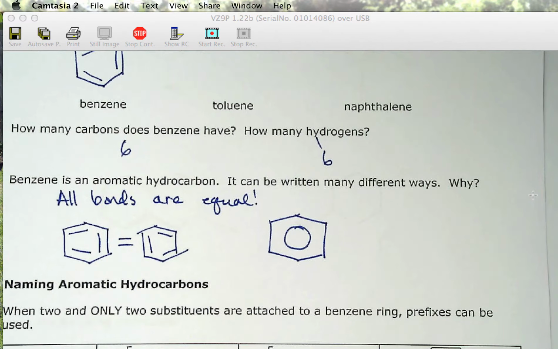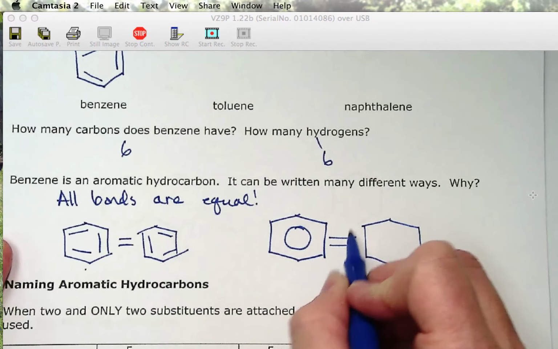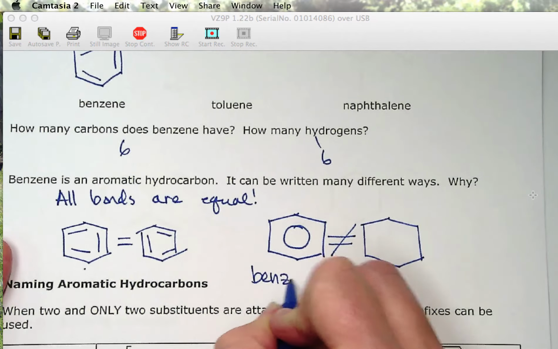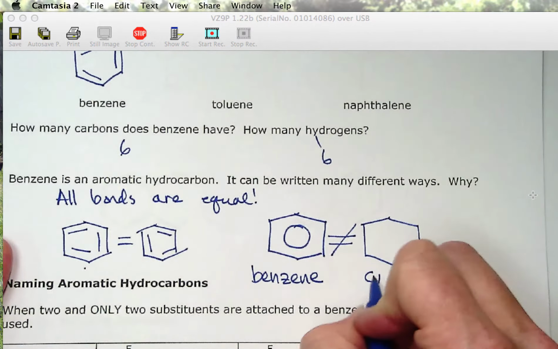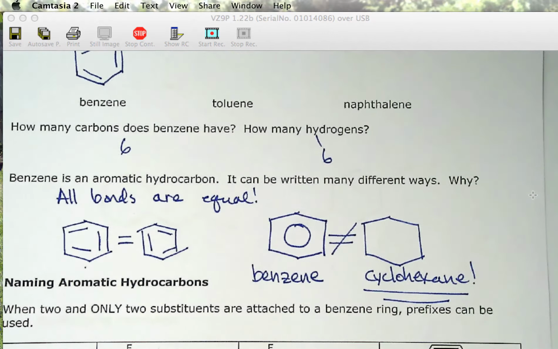So I encourage you to find a way that is comfortable to show benzene. If you like doing alternating single and double bonds, go for it. If you like the circle, go for that. Just be aware that this is not the same. This is benzene. This is what? Cyclohexane. So be careful with that.